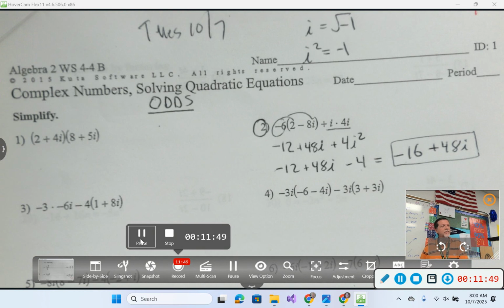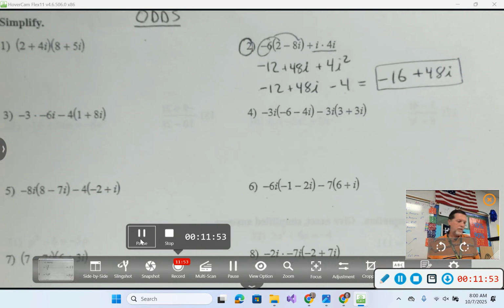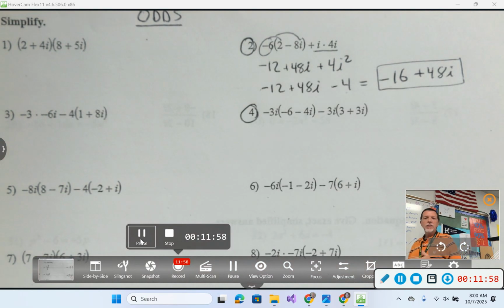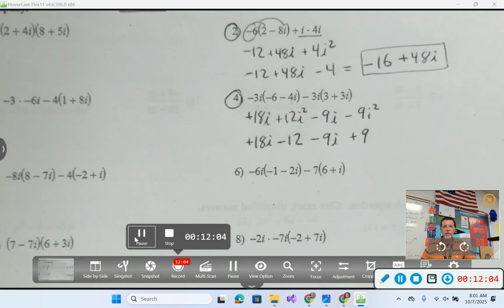So almost this entire worksheet is nothing new, just practice with i stuff, with that i squared equals negative 1. Why don't you try number 4? Distribute, careful with the i squared, collect like terms. Good catch.